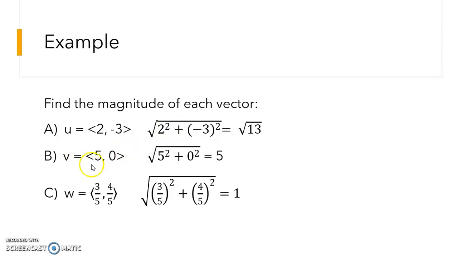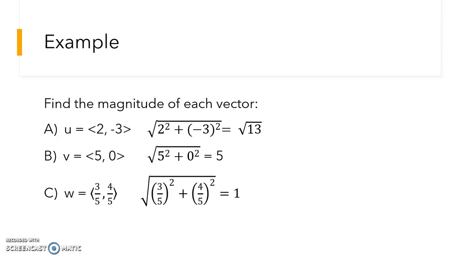For part B, vector v, I did 5 squared plus 0 squared, and it's the square root of that. When you square the 5, you get 25, but 0 squared is just 0, so it's just the square root of 25, which is 5 again. Now, magnitude is a length. You can't get a positive or negative result from any of these square roots, because length has to be positive. In part C, we're given the fractions 3/5 and 4/5. Now, when you square them, you get 9 over 25 plus 16 over 25, which is 25 over 25, which reduces to 1. So the square root of 1 is 1. So that's it for these examples.